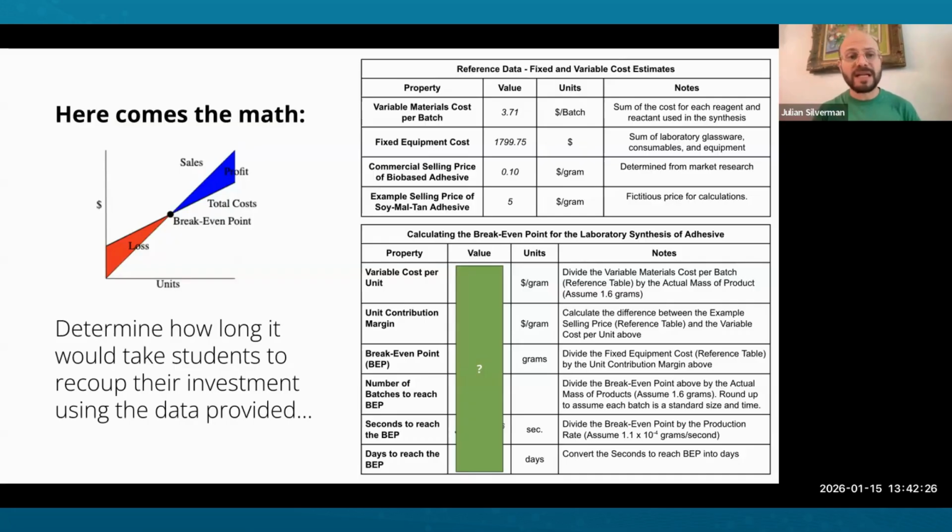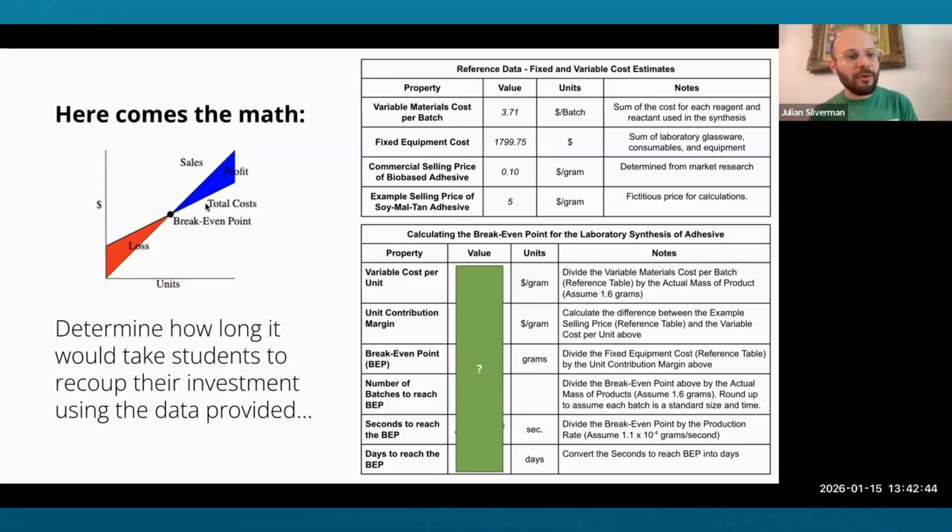We're going to look at one metric today. We're going to calculate what's known as the break-even point. The break-even point is the point at which you begin to make profit. It's essentially where the money coming in overtakes the expenditures that you made to buy the materials, pay for the initial labor, and things like that.